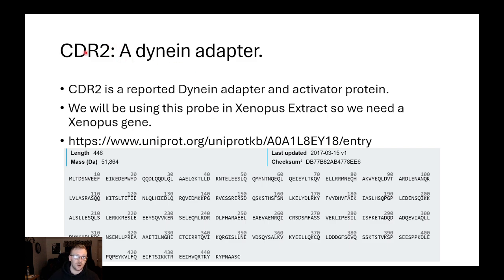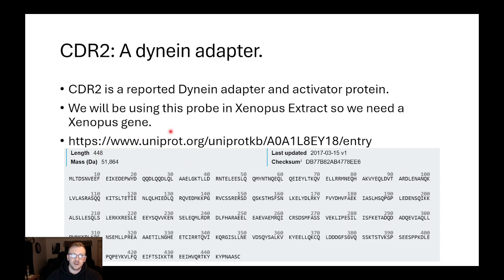So CDR2 is a dynein adapter protein, which is allowing different cargoes to bind to a subunit called dynactin, which then interacts with dynein, which allows it to be transported to the minus end of a microtubule, which you guys probably don't care about, but I'm still going to explain it because I think it's cool. And so I'm going to use this probe in Xenopus laevis extract. So we're using this in an in vitro system. The best way for me to do that is to make a purified protein construct that I can then add into my extract system.